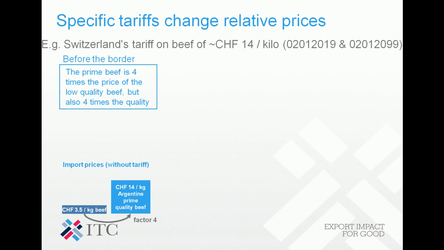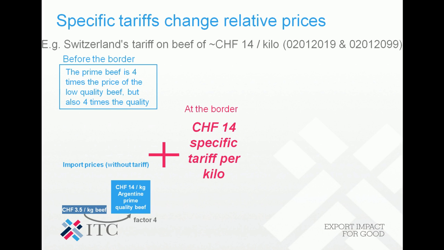Imagine there are imports of meat of different quality, which translates to diverging product prices. For example, ordinary Argentinian beef costs 3.5 francs per kilogram, and Argentinian prime quality beef, that is 4 times the quality of the ordinary beef, also costs 4 times more, that is 14 francs per kilogram. At the border, a tariff of 14 francs per kilogram has to be paid, irrespective of the original price of the product.